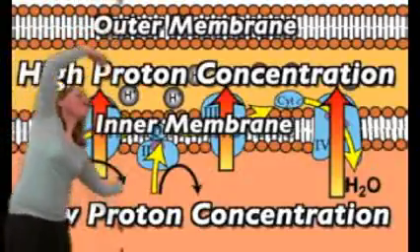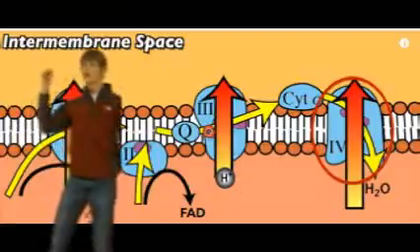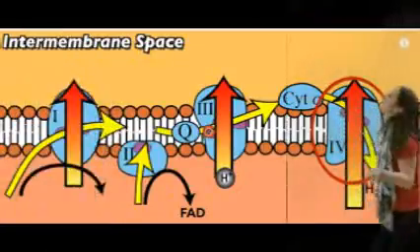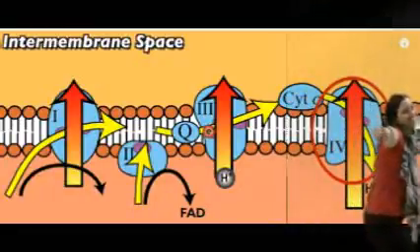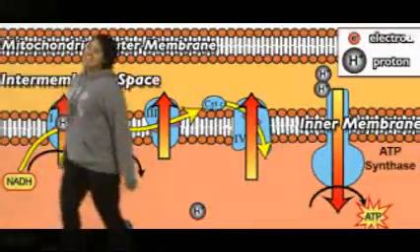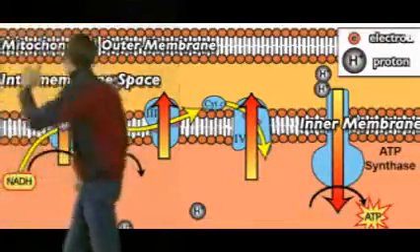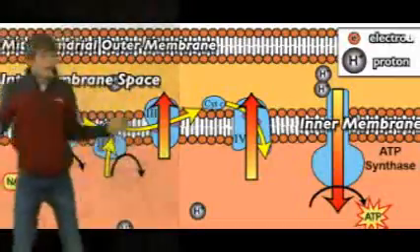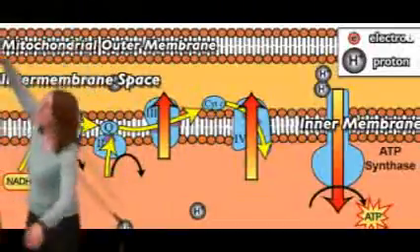H's are pulled from the matrix and move into the intermembrane space. An acidic environment forms because of the chemical gradient; the H's want to go into the matrix. Traveling from high to low concentration, energy from H movement is harnessed within the cell.